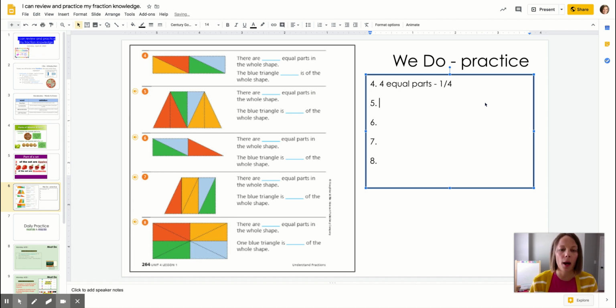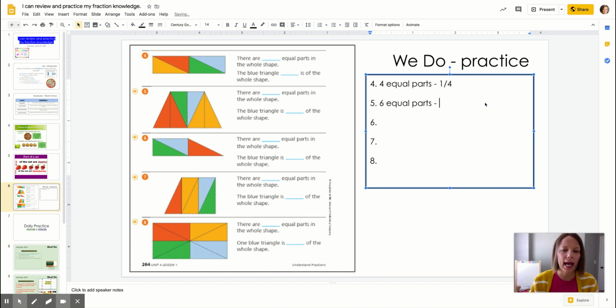Now, let's look at number 5. This one says how many equal parts are in this shape. If you look at the big overall shape, this looks like a trapezoid. And if we look at the individual pieces here, I see 2 red ones, and then I see a green one, a blue one, and then 2 yellow ones. So there are 6 equal parts in this trapezoid.